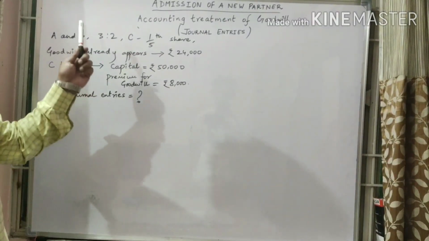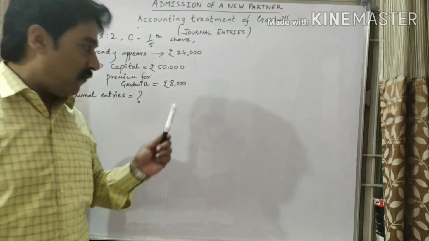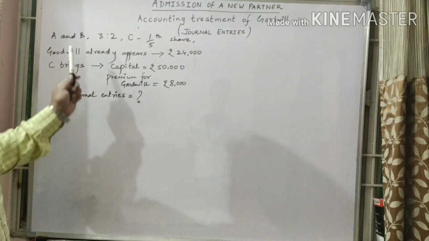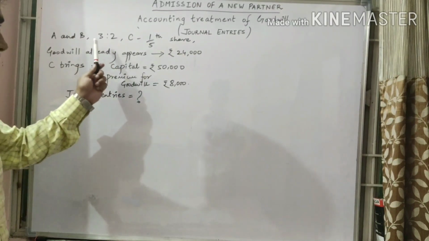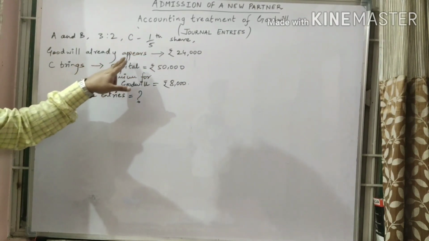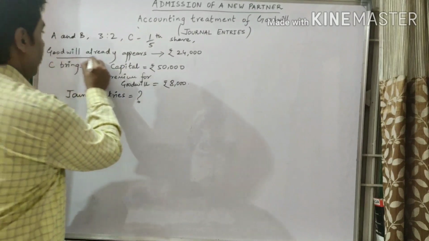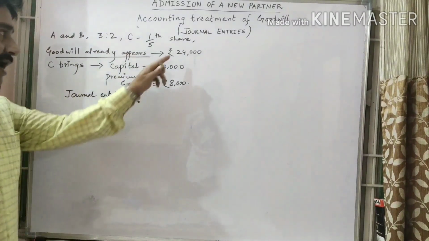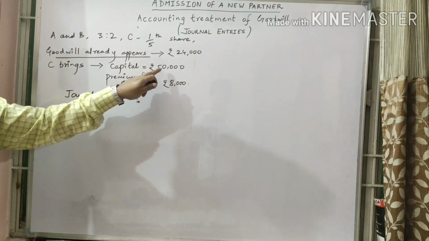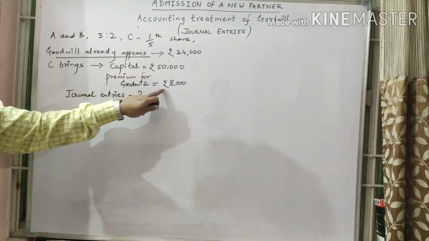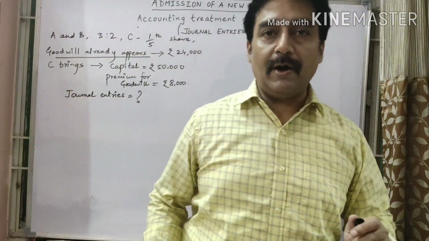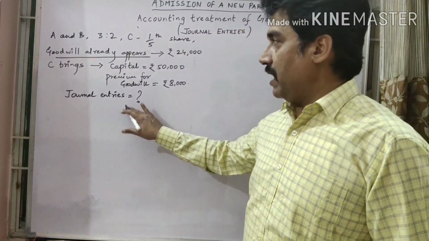So children, I've written down this question in a short form for your convenience, and we can go through it once more: A and B are the old partners having a ratio of 3:2. C is admitted for 1/5 share. Goodwill already appears in the balance sheet at rupees 24,000, and C brings capital of rupees 50,000 and premium for goodwill of rupees 8,000. Okay, and what are we required to do? We are required to pass journal entries regarding the same.